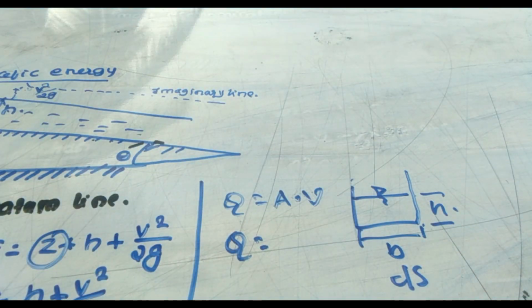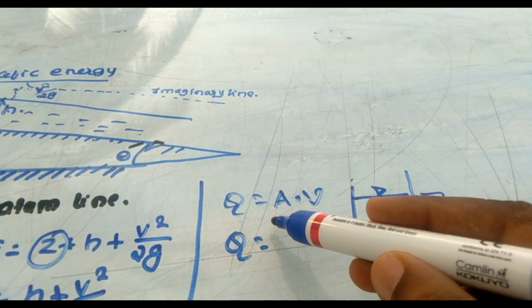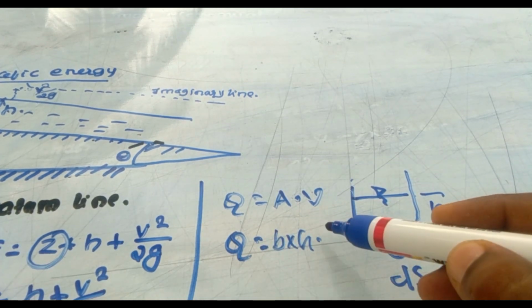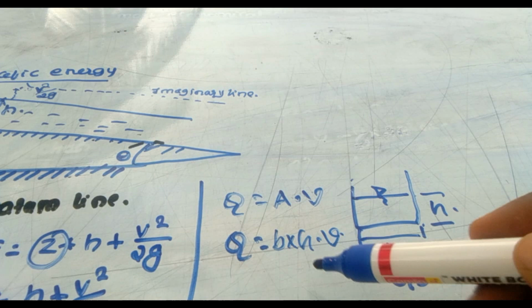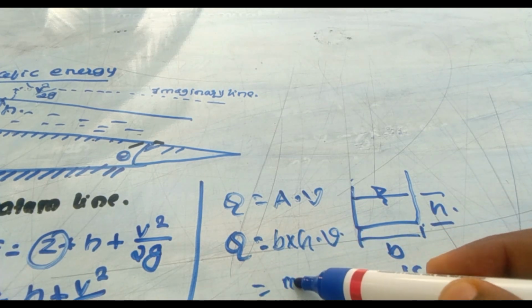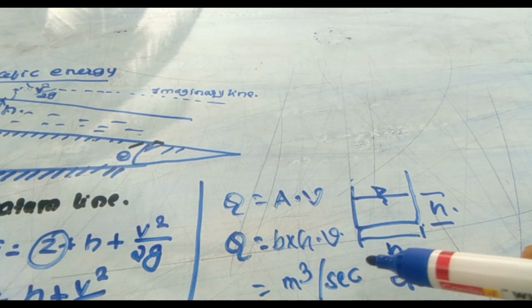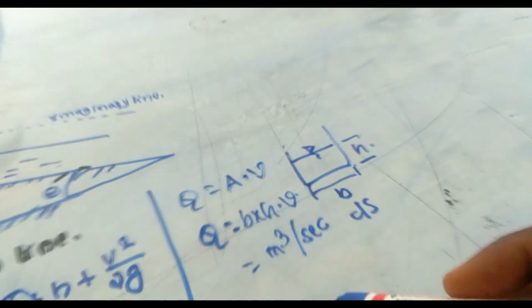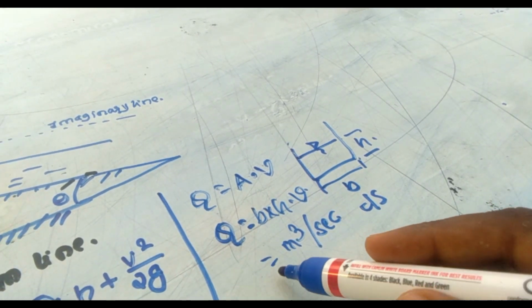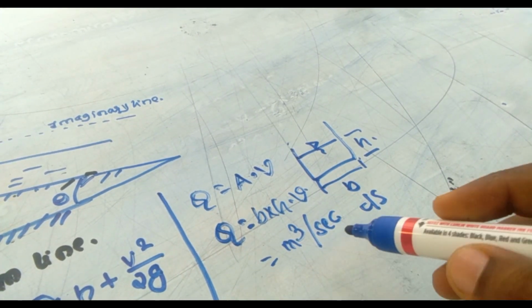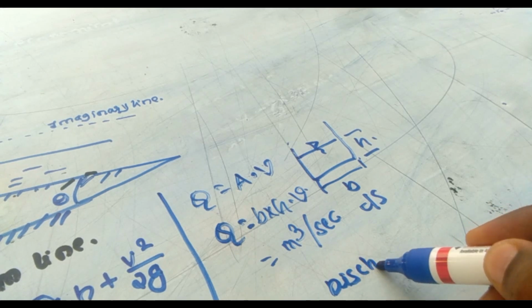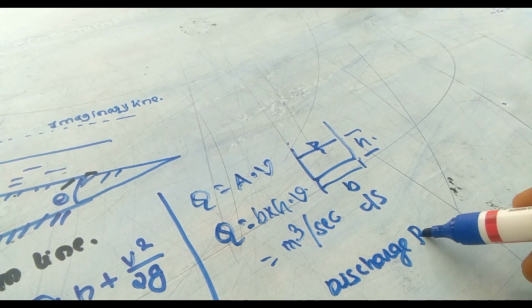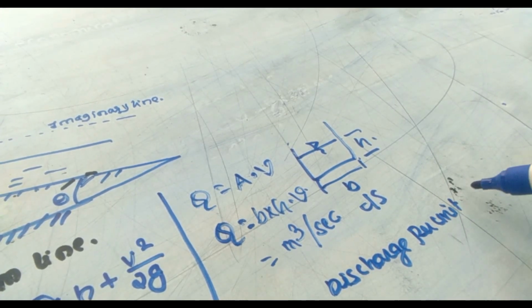And Q is equal to area into velocity. Area is equal to b into h, we know, and the velocity is there. Velocity we can find by different methods, and we get the unit meter cube per second. In the same way, there is one more, small q, as opposed to capital Q, and small q is the discharge per unit width.